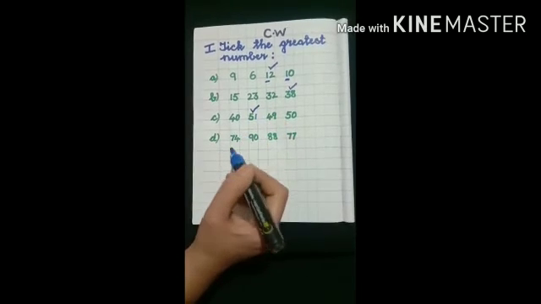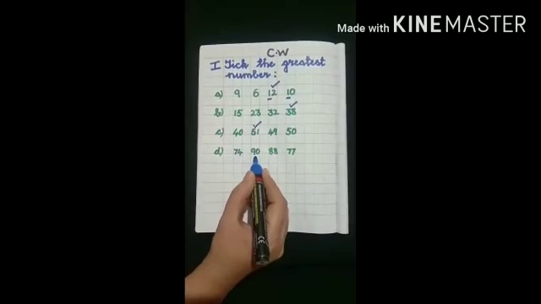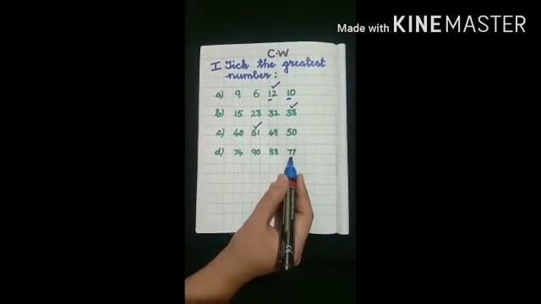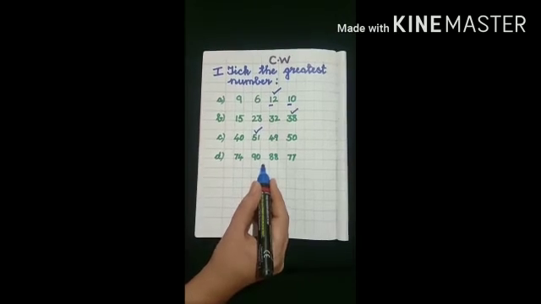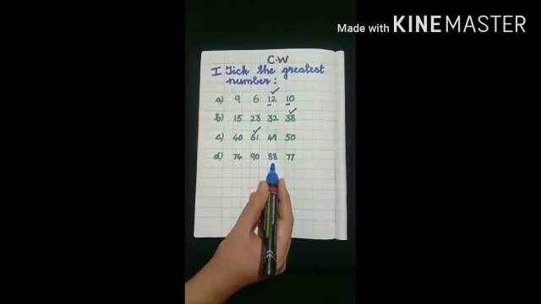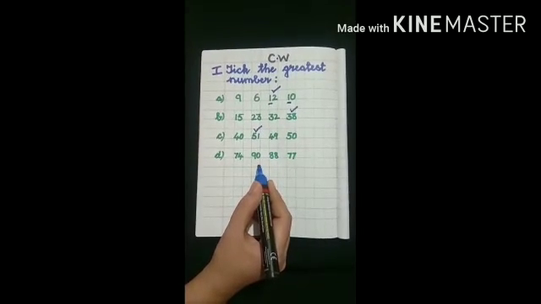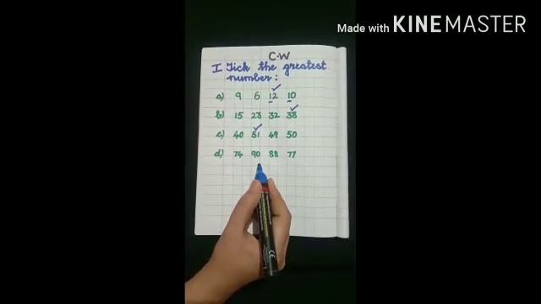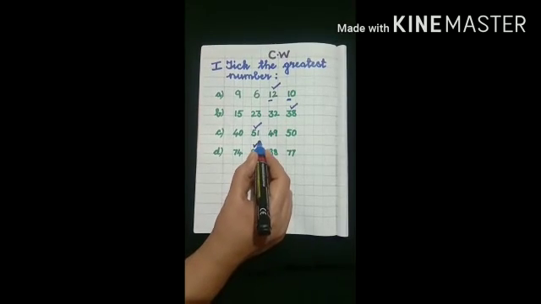Take the greatest number. Look at this example 74, 90, 88, 77. Children, you should tell me the greatest number for this example. Pause the video, think and tell the answer. Exactly, 90 is the greatest number.